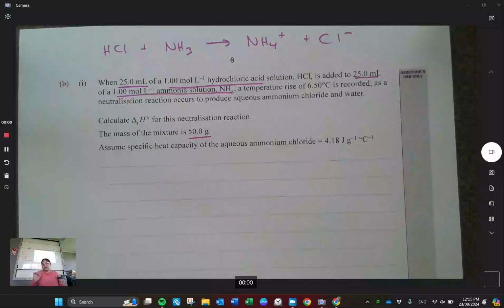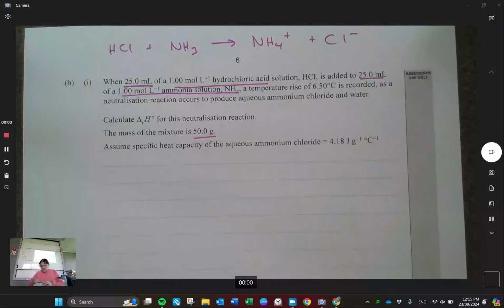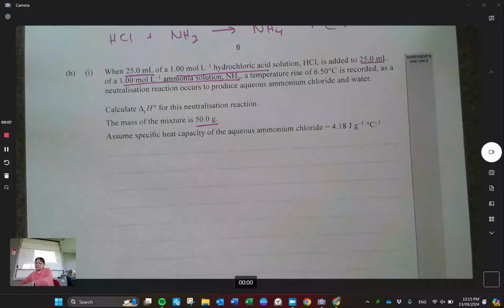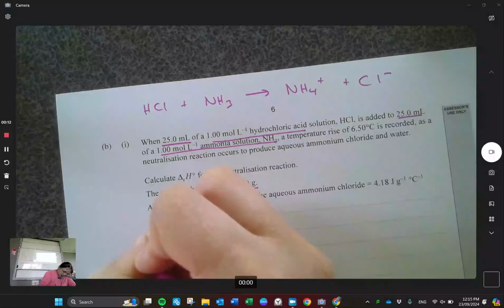There's lots of information. You've got to take the right information. Okay, let's write out our knowns. Let's write out our unknowns. Our knowns.